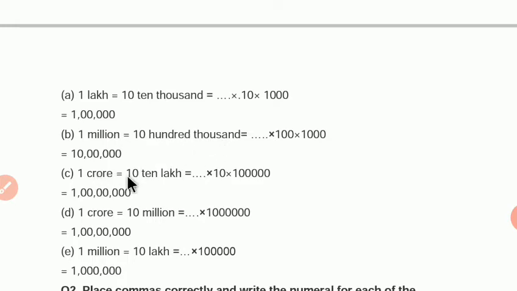Next one, 1 crore is equal to how many lakh? First we will write 10, which is 1 0, into lakh. Lakh has total 5 zeros. So 1, 2, 3, 4, 5. And 1 crore has total 7 zeros. Already 5 are given. So we need only 1 more zero, so you multiply by 10. So the answer will be 1 crore is equal to 100 lakh.